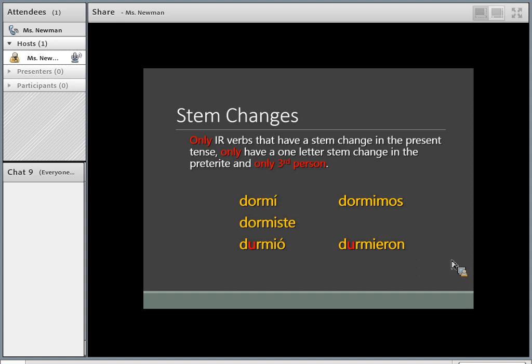Only IR verbs that have a stem change in the present tense have a one-letter stem change in the preterite, and it's only in third person. So we have third person singular here and third person plural, right? Durmió, durmieron. Other than that, the other conjugations are going to follow the normal pattern. Dormir, and then you just change the endings.